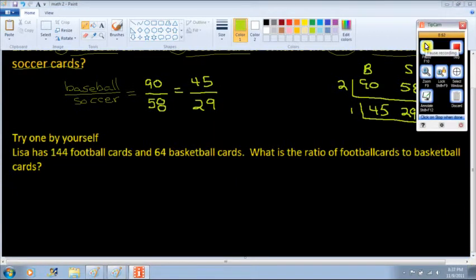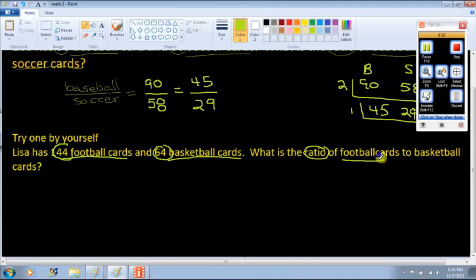Alright, so let's go and see the answer to this problem. I'm going to go ahead and read it. It says Lisa has 144 football cards and 64 basketball cards. What is the ratio of football cards to basketball cards? So again, I'm going to underline and circle for information. This says 144 football cards and 64 basketball cards. What is the ratio of football cards to basketball cards?